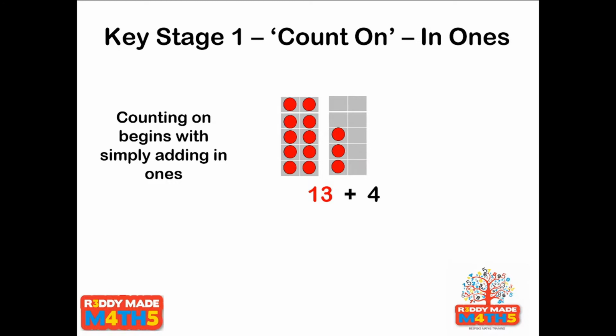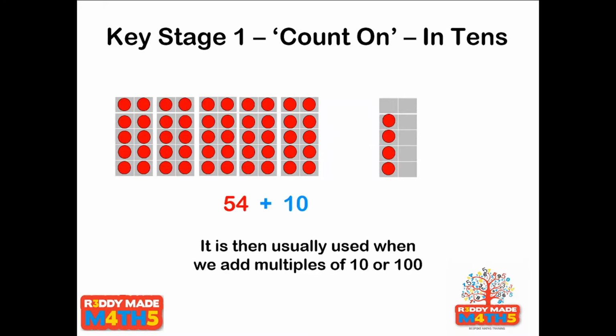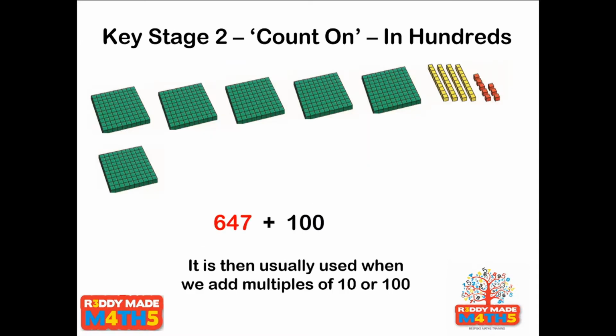These are just some similar examples to the ones we've just looked at. If we're counting on in ones, our 13 and 4 gives us a total of 17. If we're counting on in tens, we've currently got 5 tens and a 4. We just add one more 10. We've now got 6 tens and a 4, or 64. And even when we're counting on in hundreds, we've currently got 647. We add 100 to get 747.